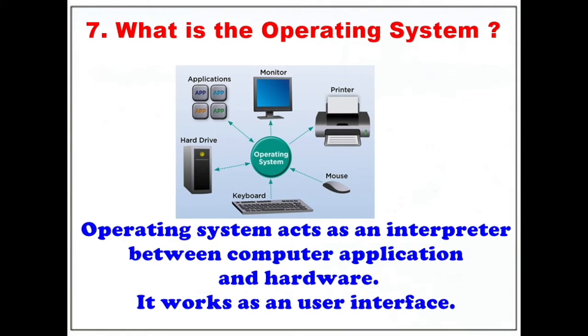Seventh question, what is an operating system? An operating system acts as an interpreter between computer applications and hardware. It works as a user interface.